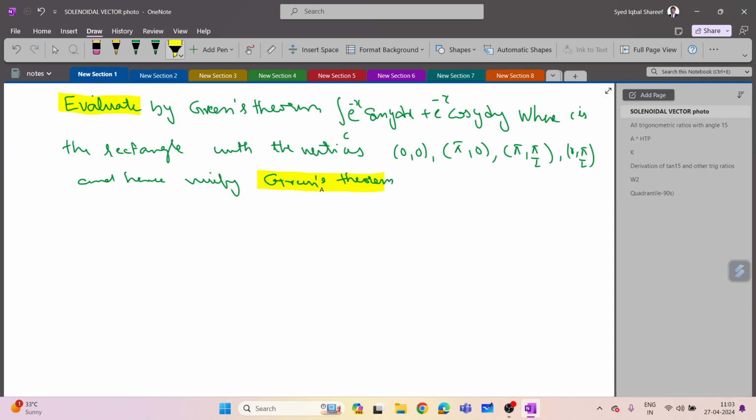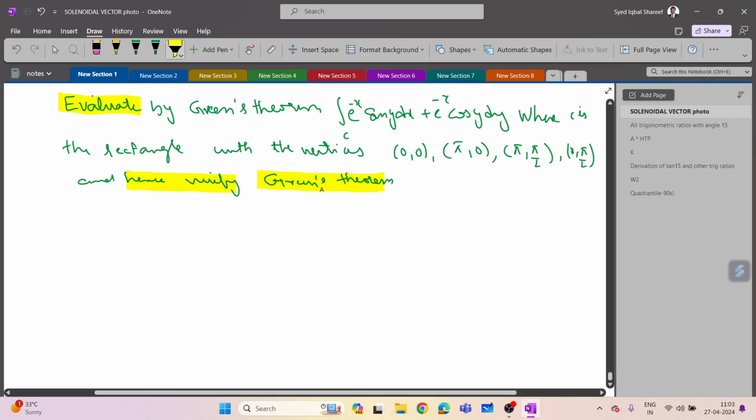You see, first he said evaluate. When he says evaluate by Green's theorem, you are free to use any part of the other line integral or surface integral, and hence verify. Verify means you have to do both. You have to do both.